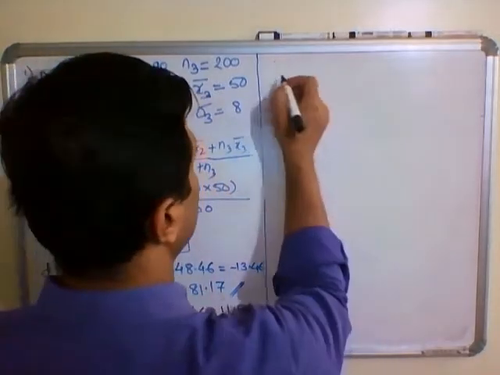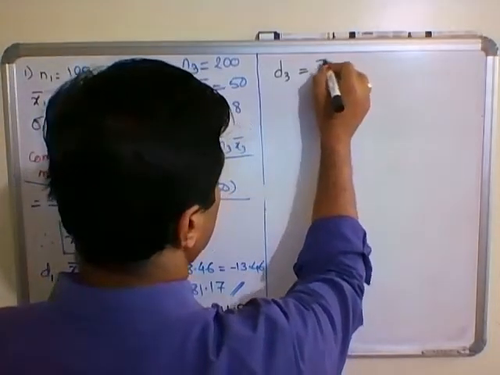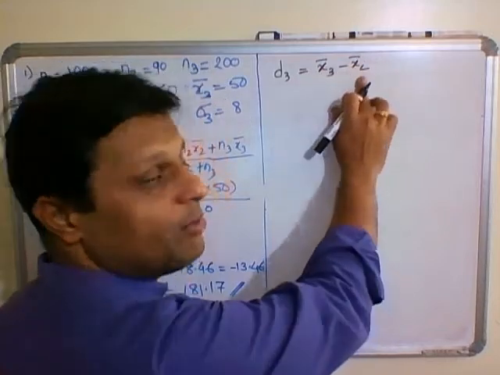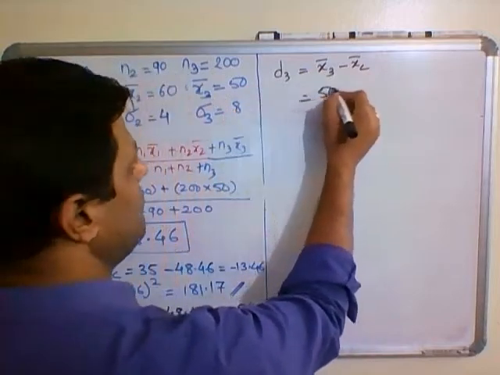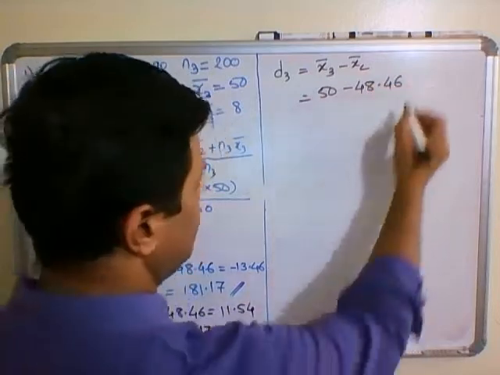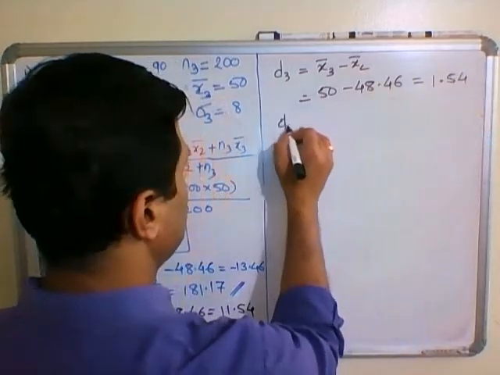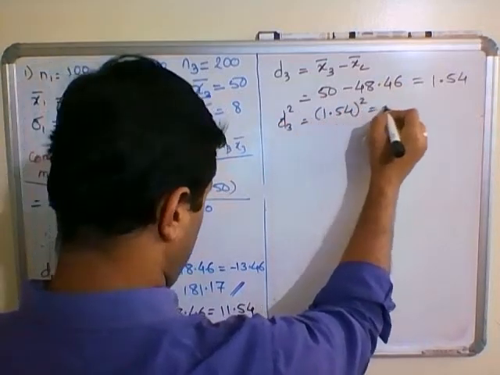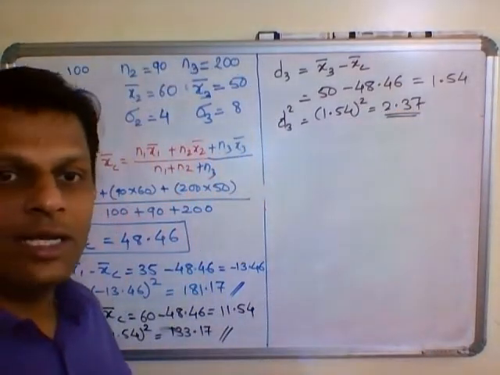Fine. Now our job is to find out d3. d3 is also required because we have 3 data sets. The d3 formula is x bar 3 minus x bar c. Average of third data set minus combined average. 50 is the average of third data set minus 48.46. So the difference comes out to be 1.54, but we need the square of it. So d3 square is equal to square of 1.54, that is 2.37. So we have got all three values, d1, d2, d3 and their squares.